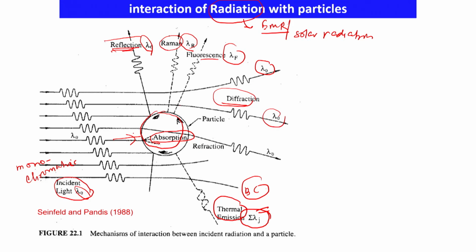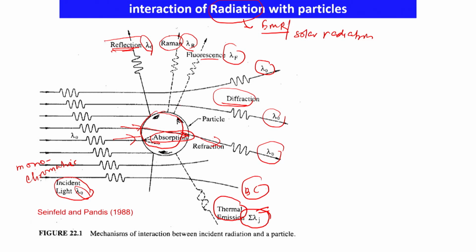Another thing is that when a particle is falling here and part of the radiation is absorbed, and part of it is transmitted, it can go through. If it changes its path after passing through the particle, then it is called refraction. Here also the wavelength of the light will not change. So there are many processes, and these are the processes in principle.